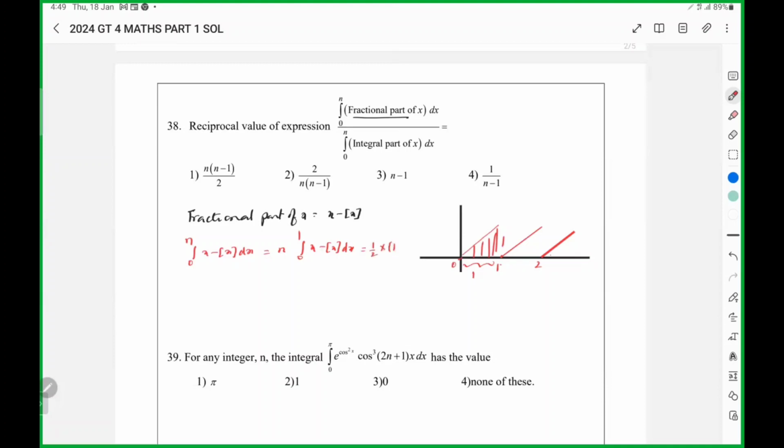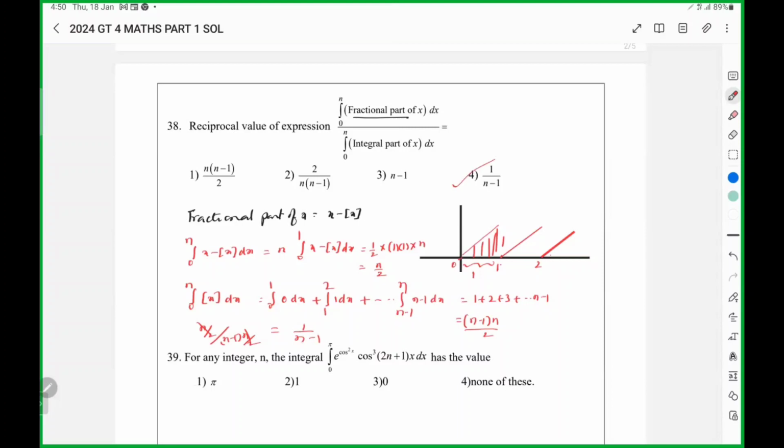half into base into height into n by 2. And this 0 to n integral part of x, 0 to 1 plus 1 to 2 and minus 1 to n. Here you get 1 plus 2 plus so on up to n minus 1 into n by 2. So first this n by 2 gets cancelled.